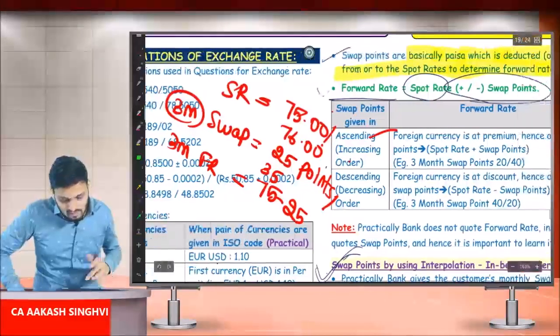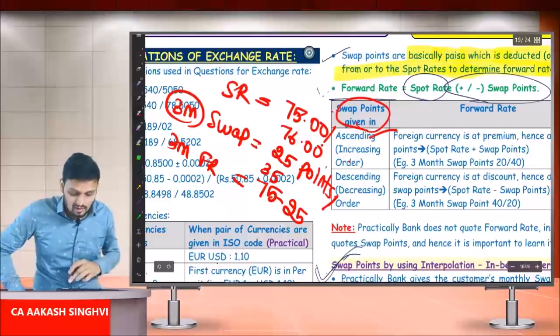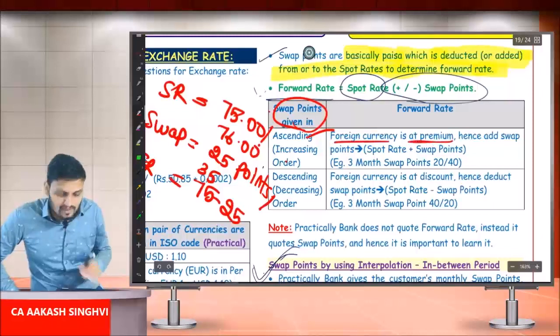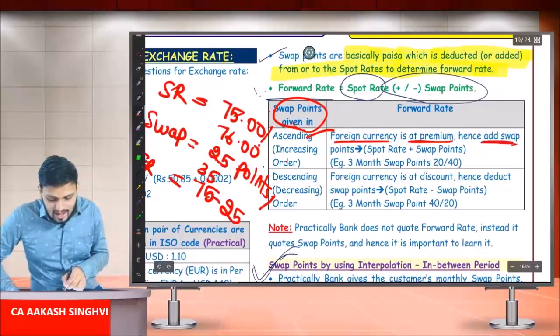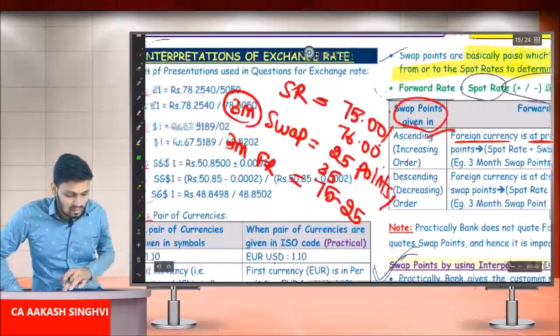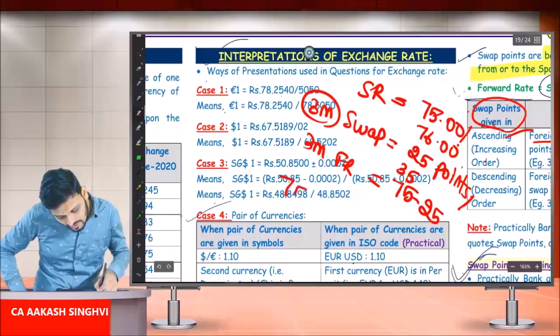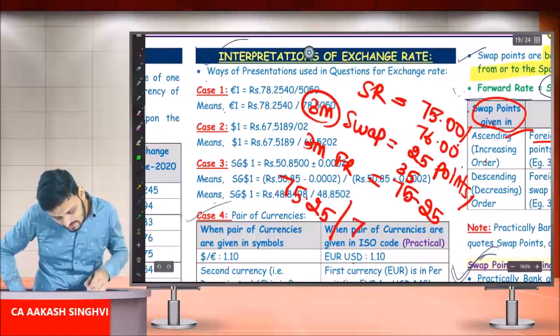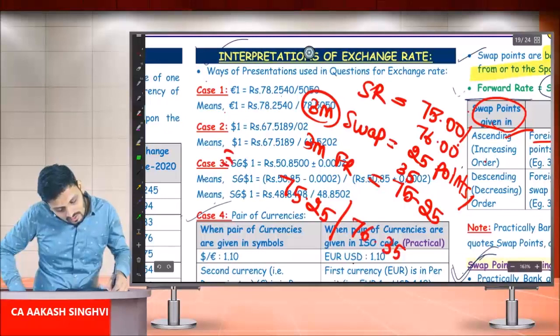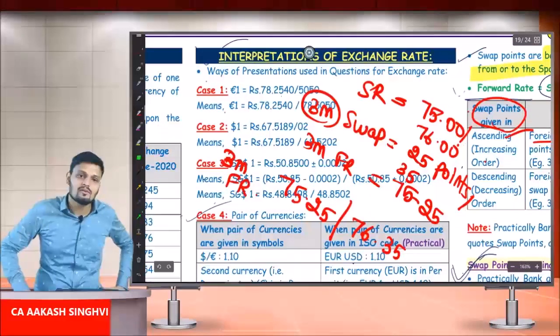So if swap points are given in ascending order, foreign currency is at premium. Hence add swap points. What will you do here? You will add swap points: 75.25 slash 76.35. This will be the 3-month forward rate.